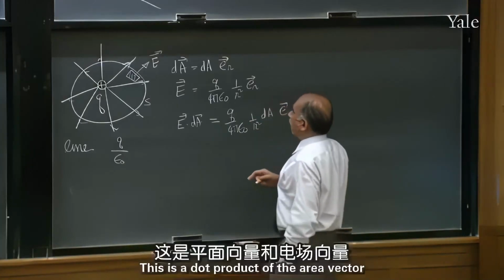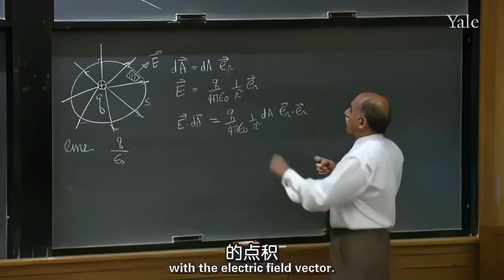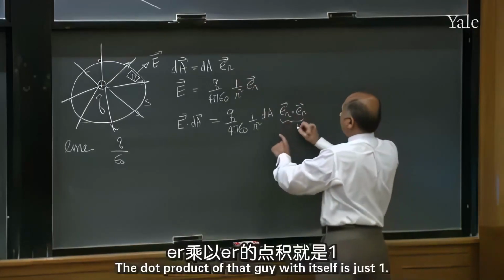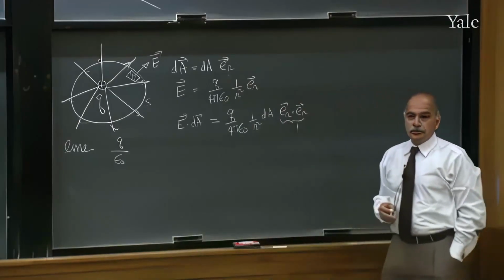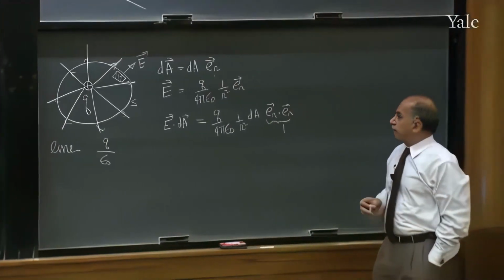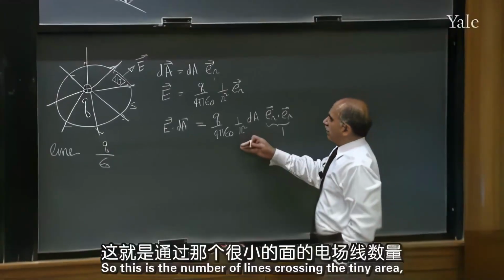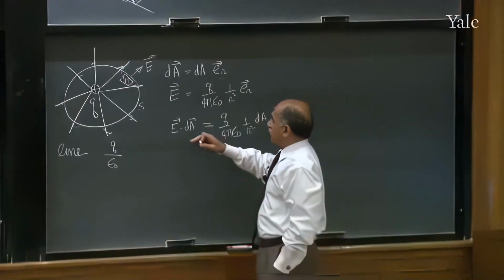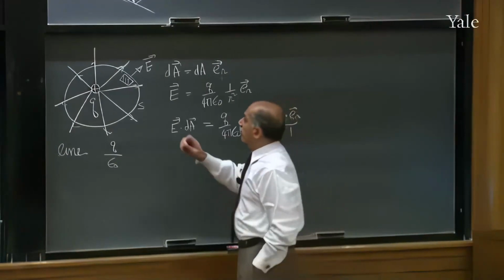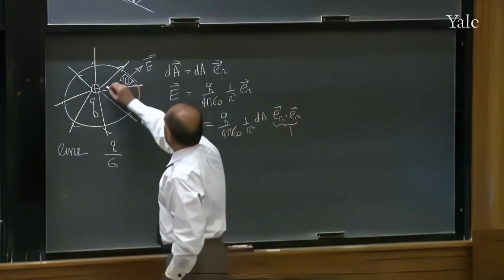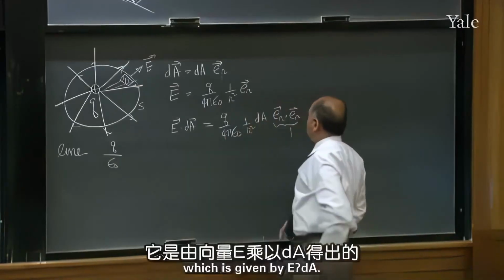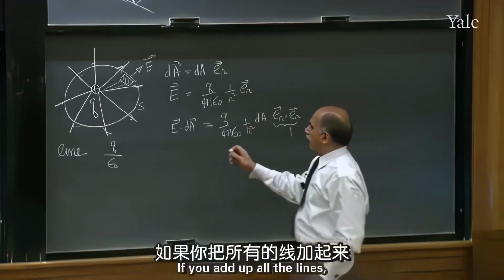This is the dot product of the area vector with the electric field vector. The two unit vectors are parallel. The dot product of that guy with itself is just 1. So this is the number of lines crossing the tiny area, because electric field numerically is equal to the line density. So those lines crossing this area, this is the number of lines crossing that patch, which is given by E dot dA.